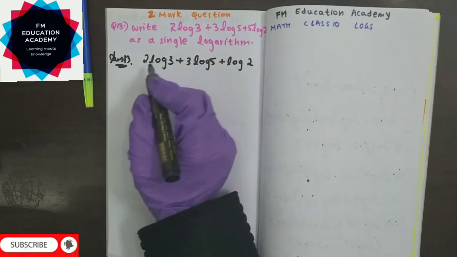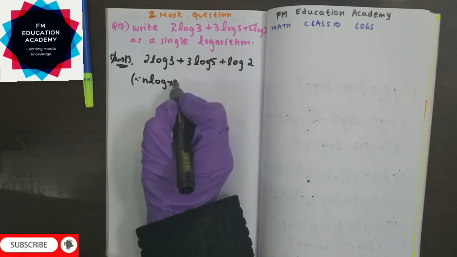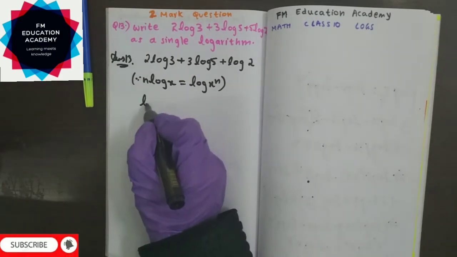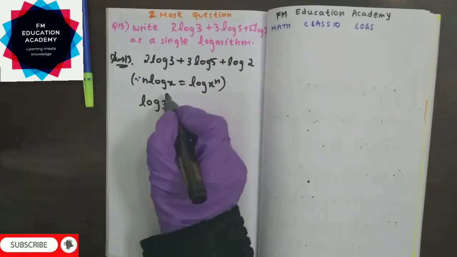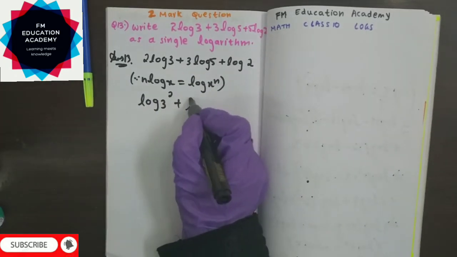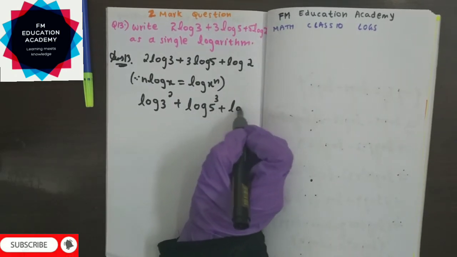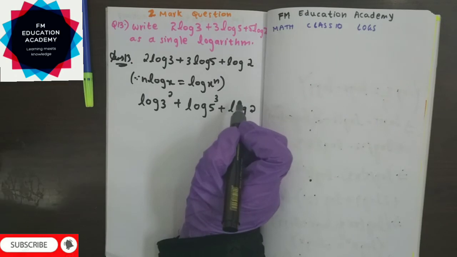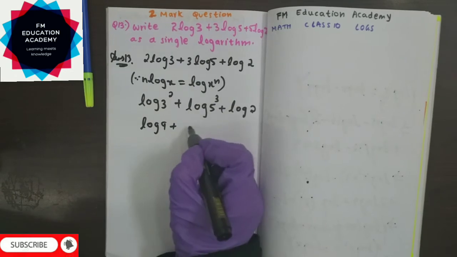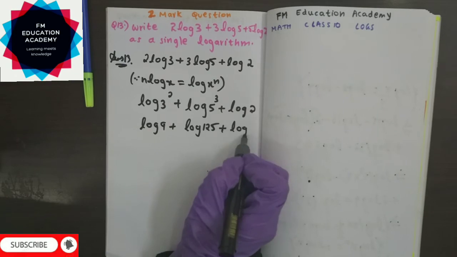If you observe, this is of the form of n log x. We know that n log x is log x power n. So this will become log x power n, means log x here is 3, power n is 2, plus again n log x is log x power n. So log x here is 5, power n is 3, plus log 2. Now again log 3 square is 9, plus log 5 cube is 125. Remember the perfect cubes, it is there on my channel, plus log 2.